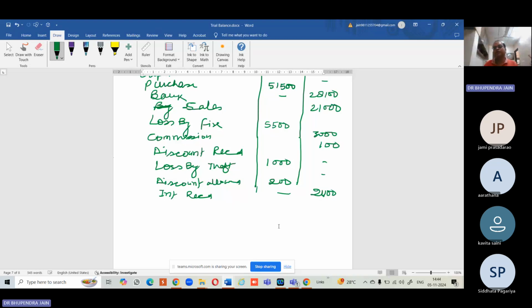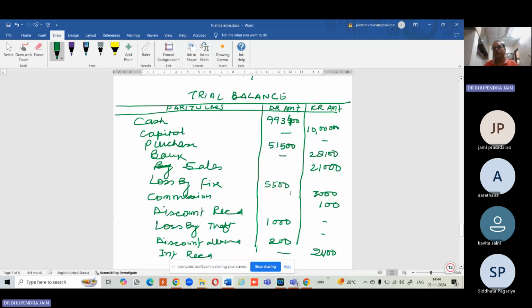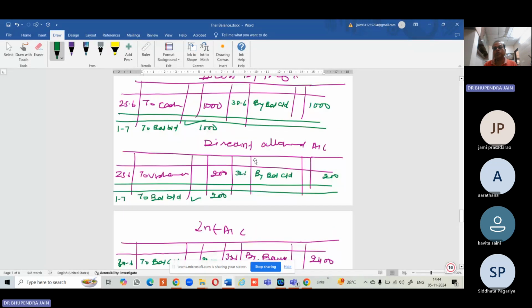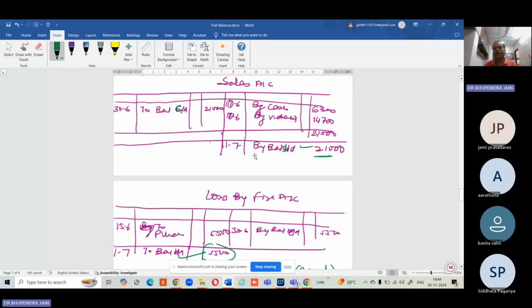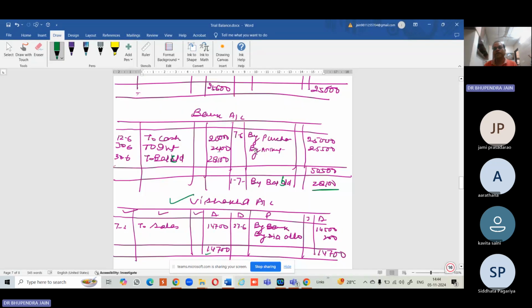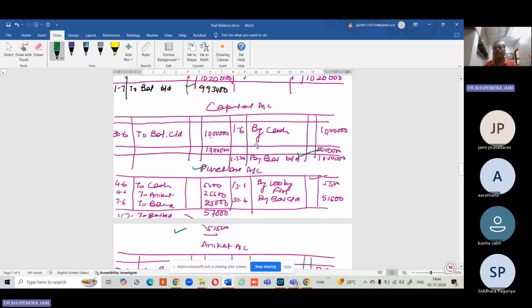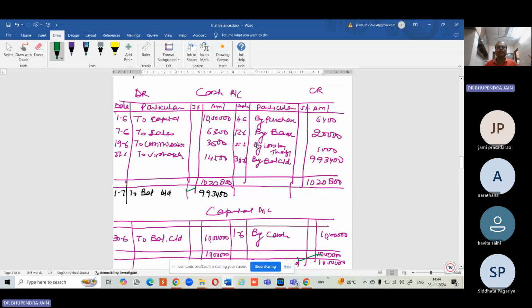We have written down all the balances 1, 2, 3, 4, 5, 6, 7, 8, 9, 10, 11, 12, and 13. How many total ledgers have we created? We have created all the 13 ledgers. But we transferred only 11 ledger balances to the trial balance. Why? Because two accounts we have already settled during the period.